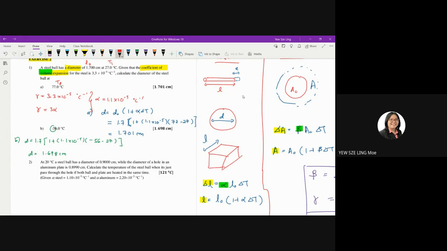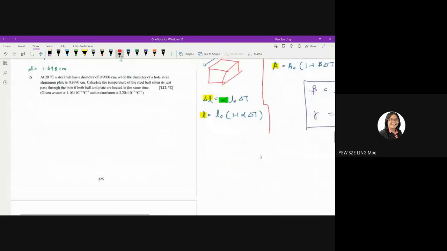Let's look at question 2. Question 2 is a very interesting question. At 20 degrees C, a steel ball has a diameter of 0.9 cm. So now you have a steel ball again. This is the ball. So diameter D is equal to 0.9 cm.